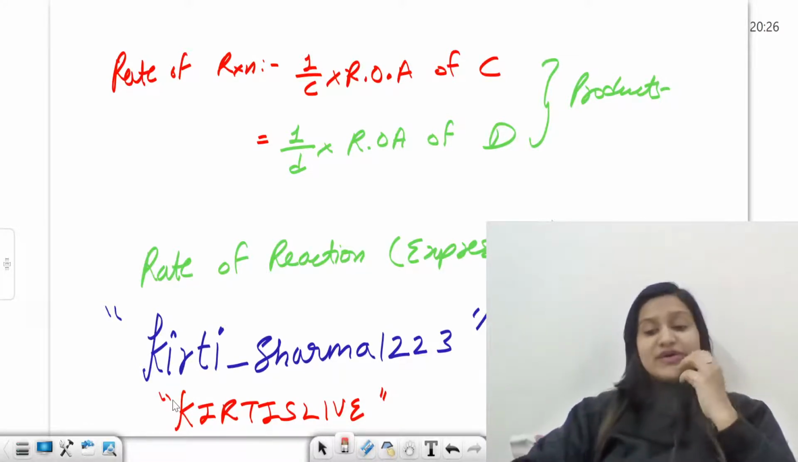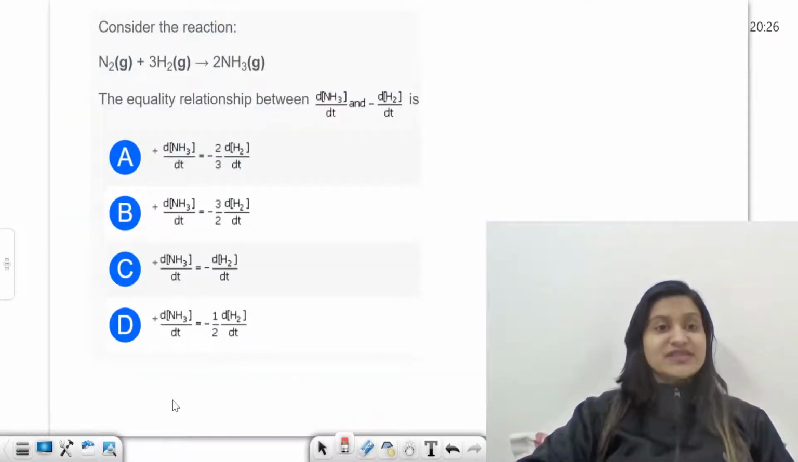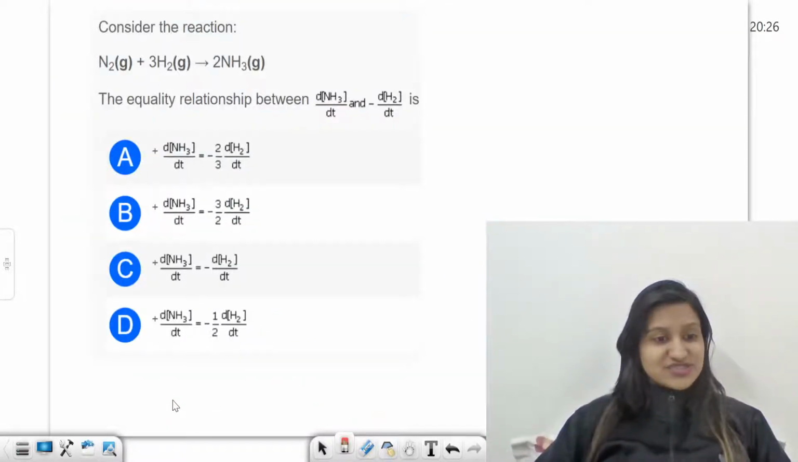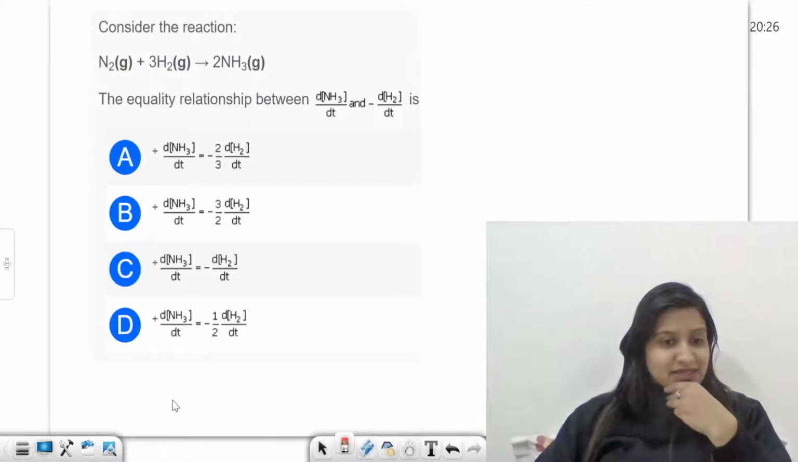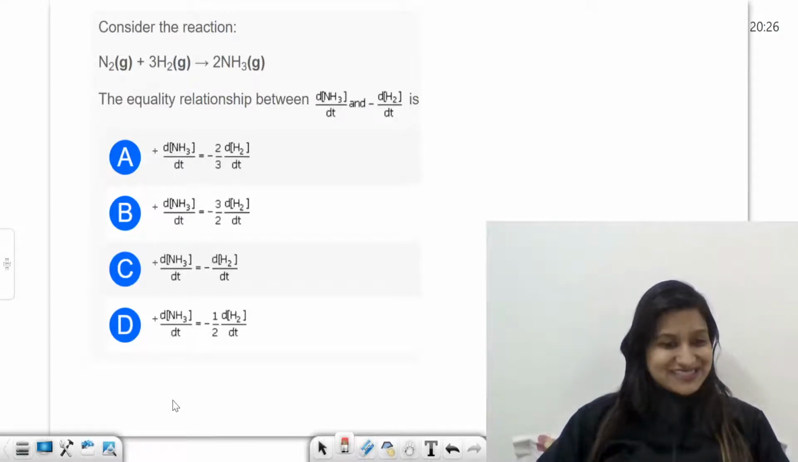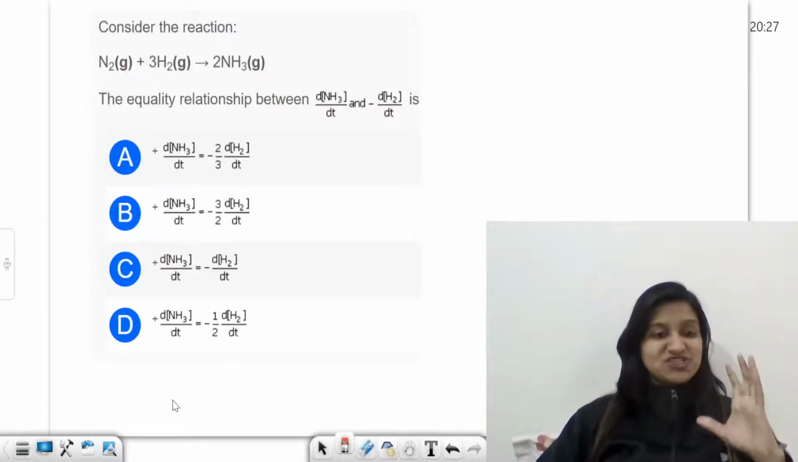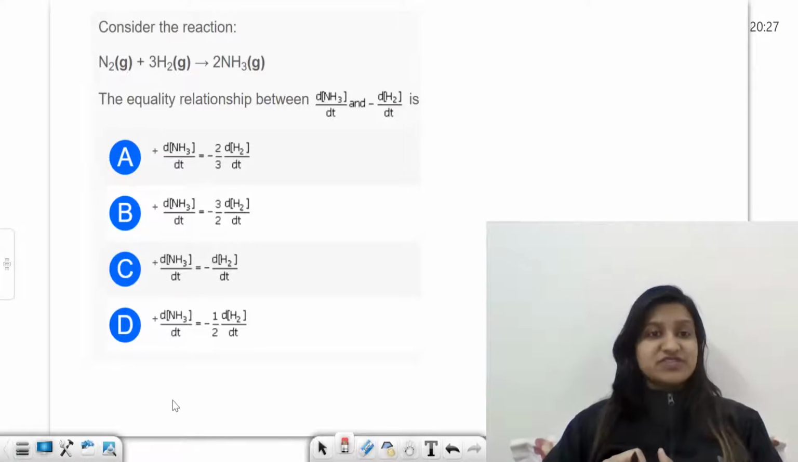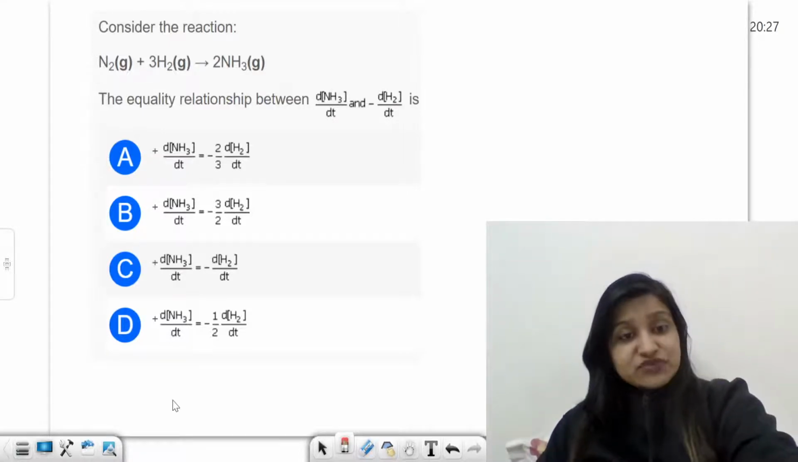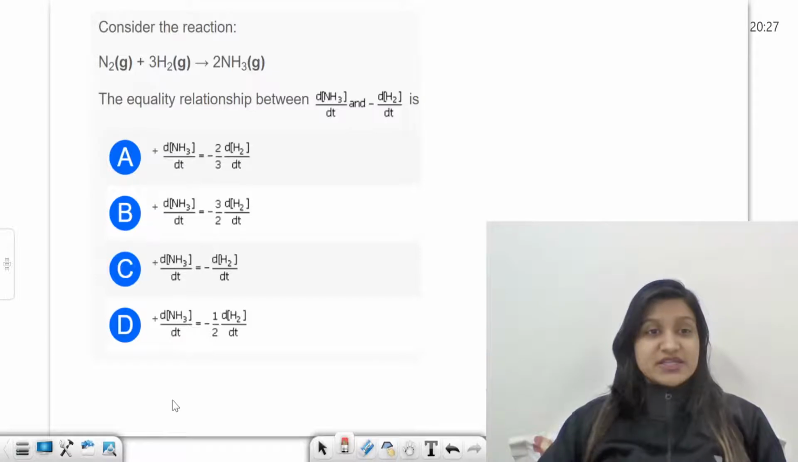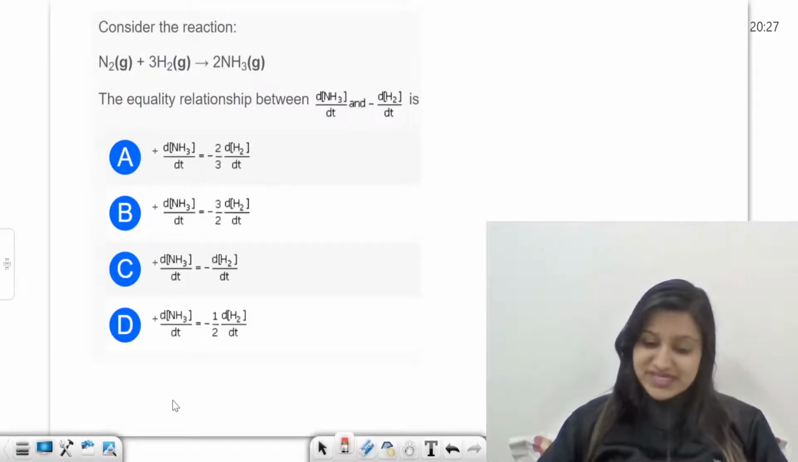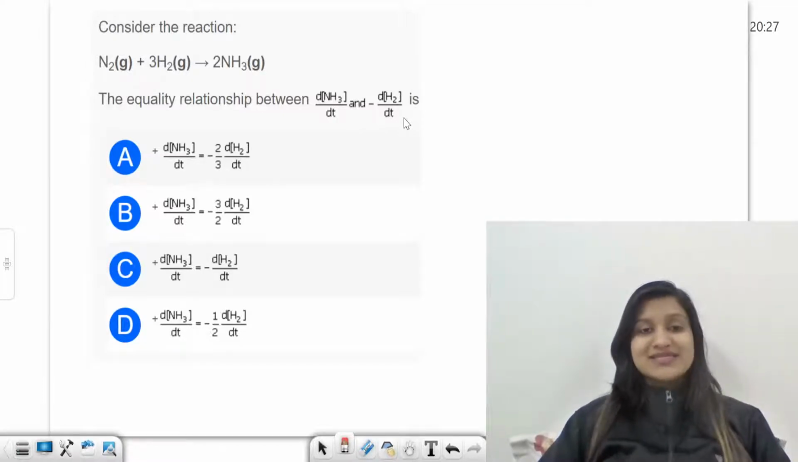All right. Let's move ahead with the next question. The question says we have been told to consider the reaction N2 plus H2 gives us 2NH3. This is the reaction which is given to us. We have been told the equality relationship between dNH3 by dt and minus dH2 by dt.